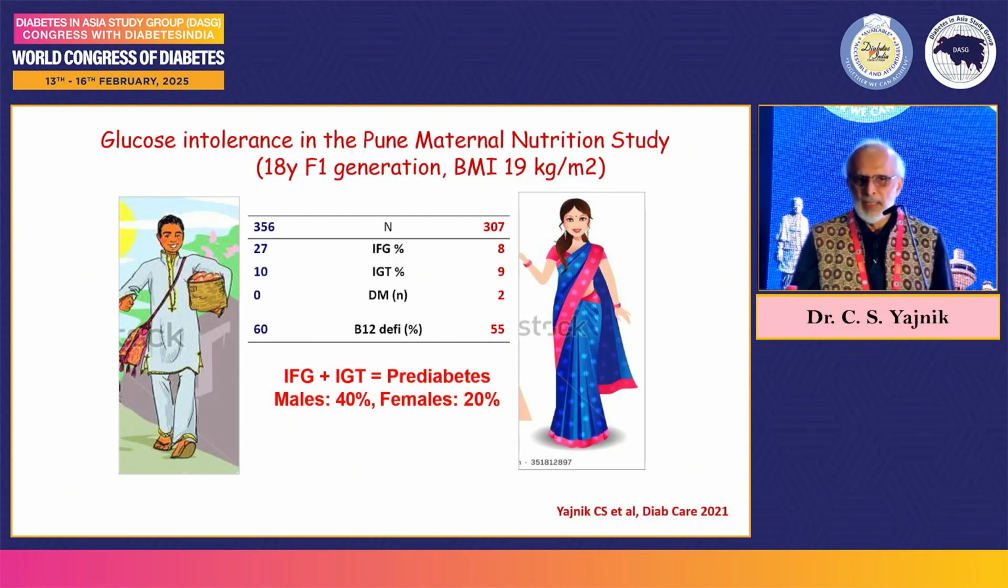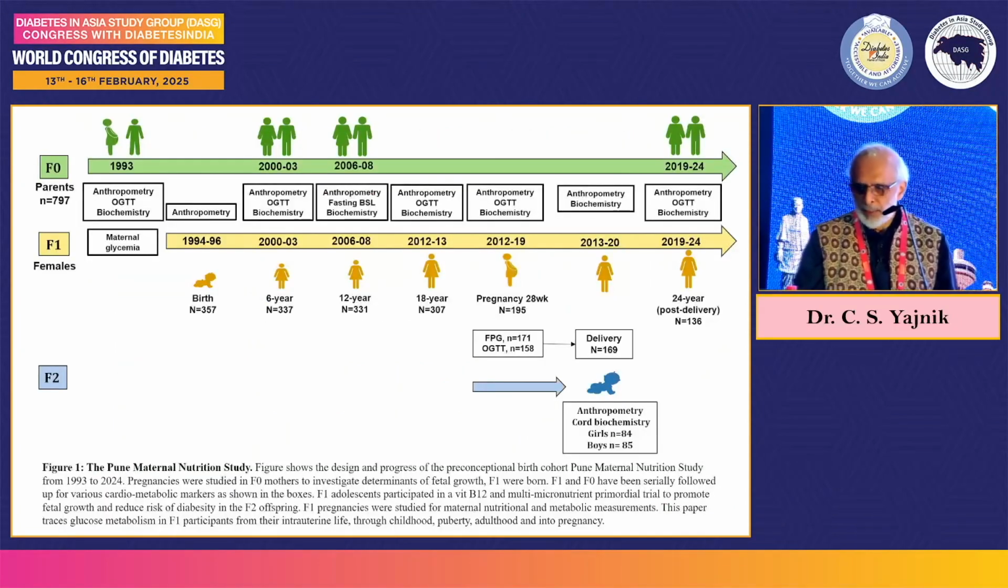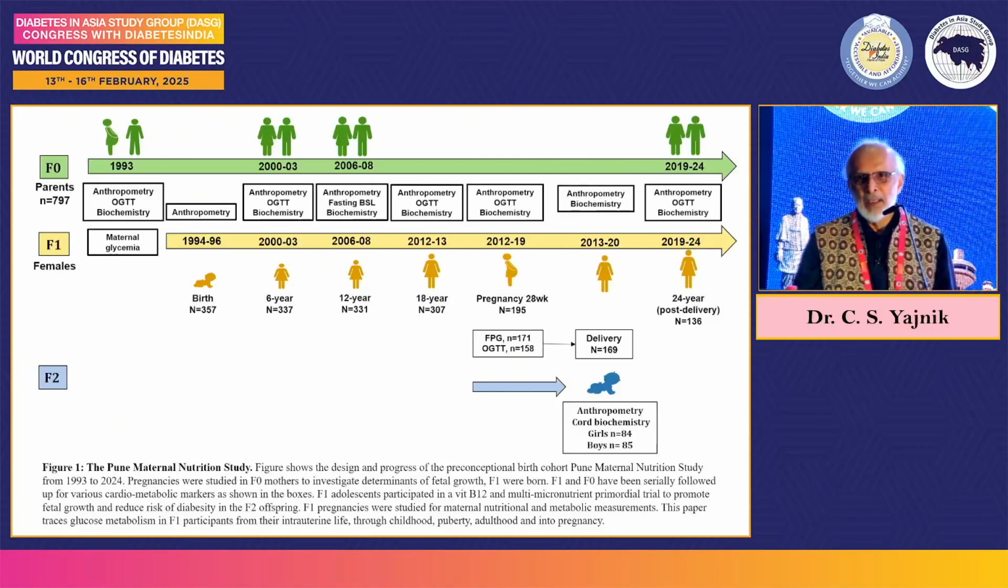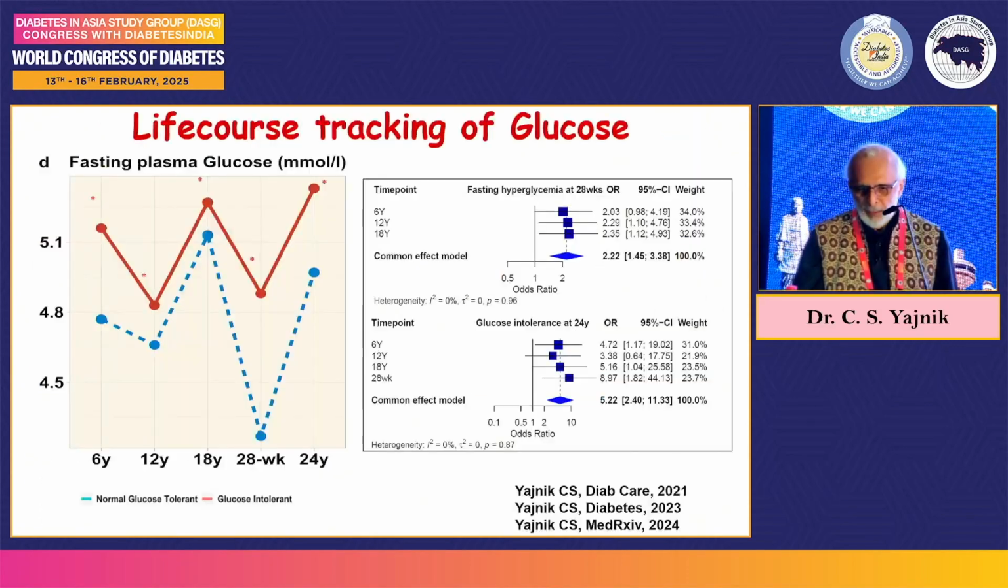Girls went on to become pregnant, and we now have data on about 200 pregnancies in the daughters born in the study, and they have given birth to their children. What did I find?